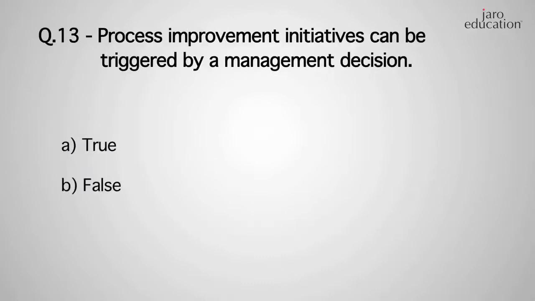A set of true or falses to end this unit. Process improvement initiatives can be triggered by a management decision, true or false? Specifically, we did not talk about it, but we did say that business imperatives could be a trigger for process improvement, and that would be a management decision. So the answer to this is that it's true. Process improvements can be initiated by a management decision.